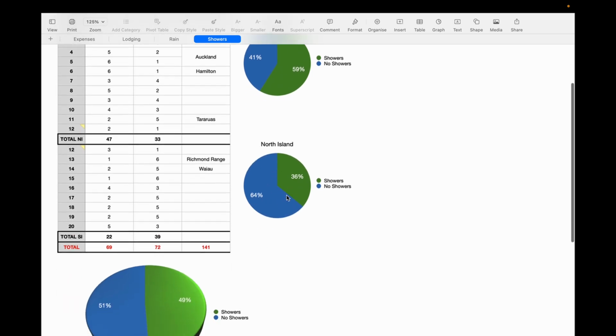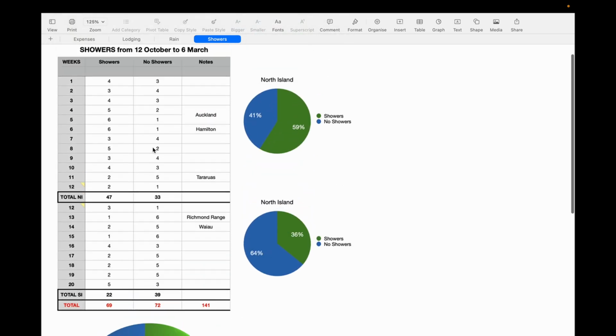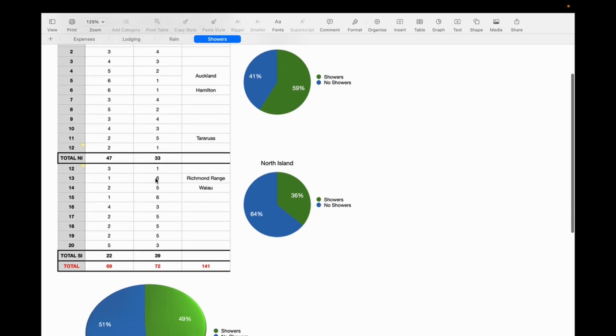On the South Island, that reversed, obviously, because you're in more remote areas. So almost a third of the South Island I was taking a shower, with two thirds not taking a shower. But if you look overall, it was pretty close whether I was able to take a shower or not. So if you're a cleanliness person, it's not as bad as you might think. I think the longest stretch I went on the North Island, the Tararua area, was five nights with no showers that week. And the Richmonds, obviously, had six nights with no shower.